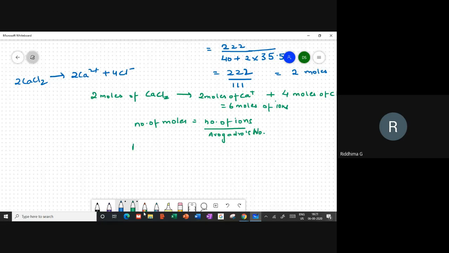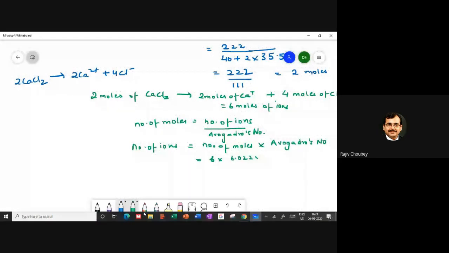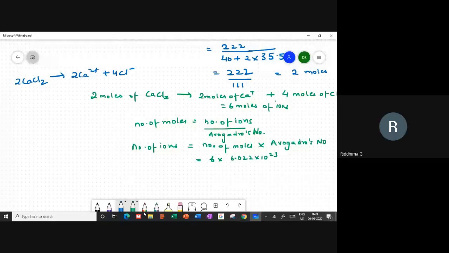Correct? So the number of ions is equal to the number of moles into Avogadro's number, which will be 6 into 6.022 into 10 to the power 23. Yes. So you get the answer.